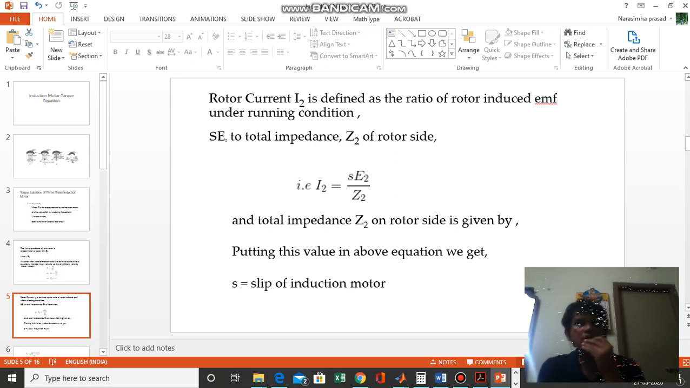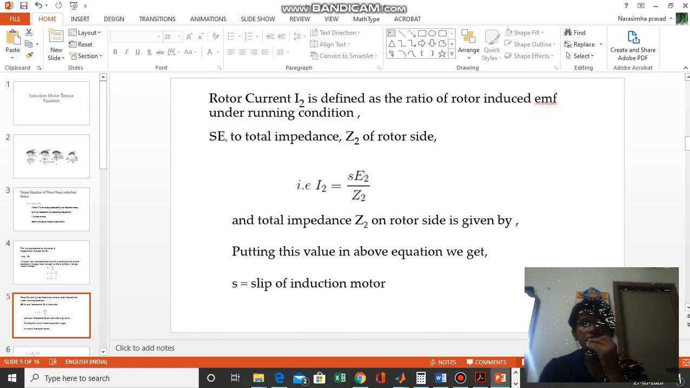So slip means relative speed. Suppose we are two friends traveling, one on one train and the other on another train. One is moving at 60 km per hour and the other is moving at 40 km per hour. Then your friend will look at you at a speed of 20 km per hour. That speed is called relative speed, and that relative speed is said to be slip.